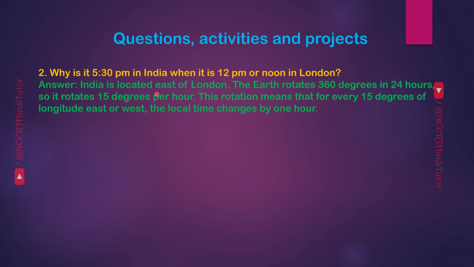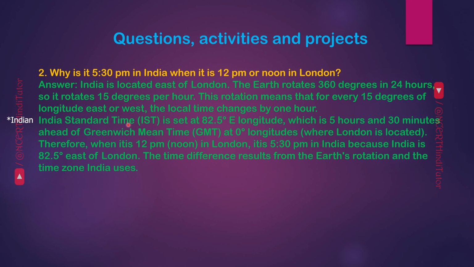Question 2. Why is it 5:30 pm in India when it is 12 pm or noon in London? Answer. India is located east of London. The earth rotates 360 degrees in 24 hours, so it rotates 15 degrees per hour. This rotation means that for every 15 degrees of longitude, east or west, the local time changes by 1 hour. India's standard time IST is set at 82.5 degree east longitude, which is 5 hours and 30 minutes ahead of Greenwich Mean Time GMT at 0 degrees longitude where London is located.